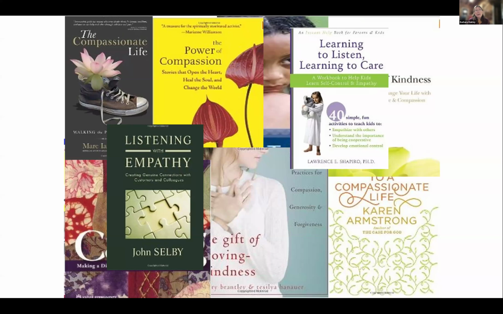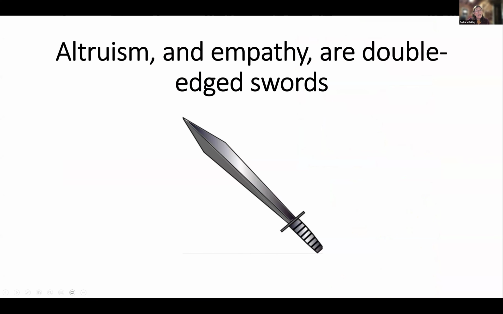If you look at schools and so forth, we need to teach about empathy. That's one of the foundational things that we should be doing. Yet, the reality is that altruism and empathy itself are more or less double-edged swords. Empathy can have very, very good characteristics, but it can also have problematic characteristics.